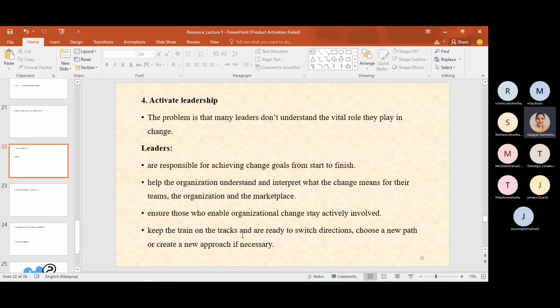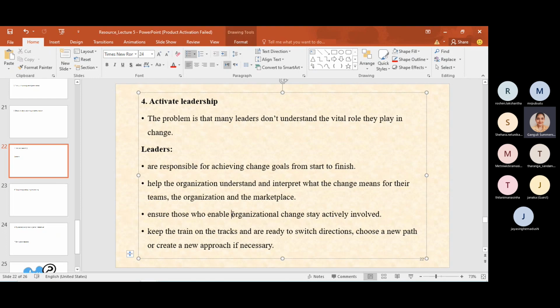Okay, and yeah, and also as a leader, you should ensure that all the employees stay actively involved in the change. Okay, so you have to make sure that all the employees, all the workers actively contribute to this change.